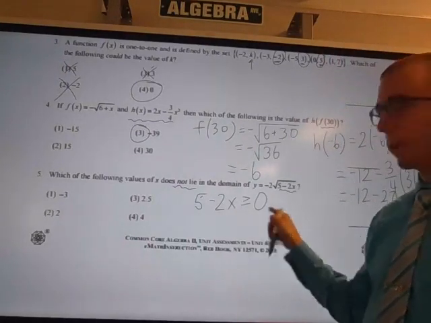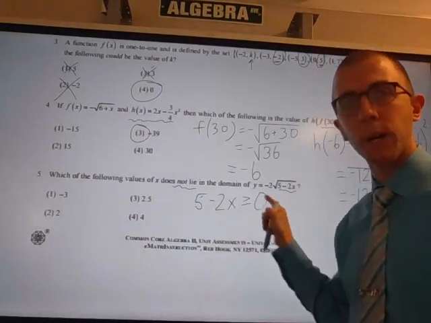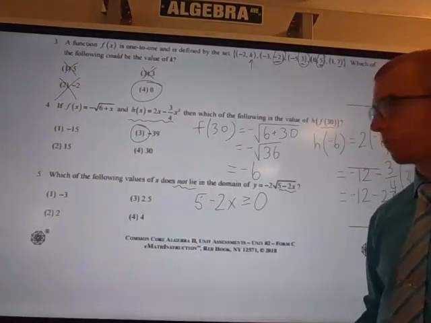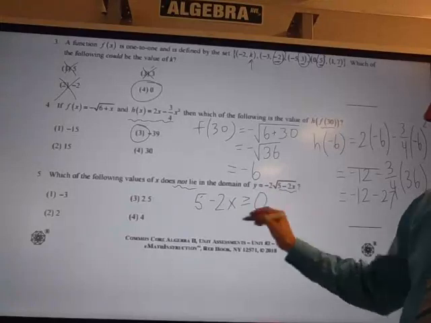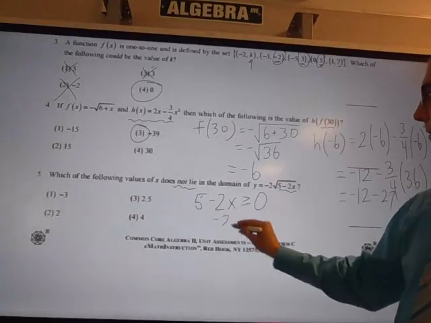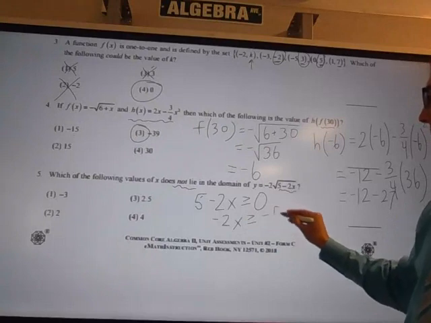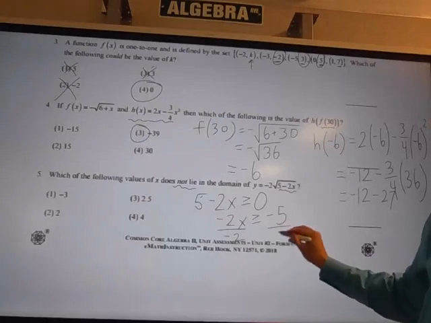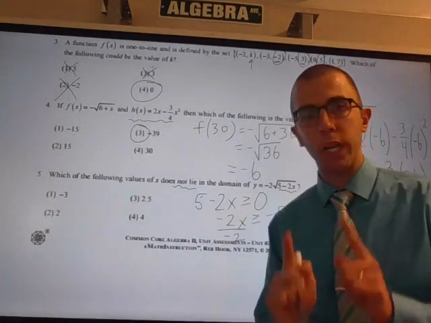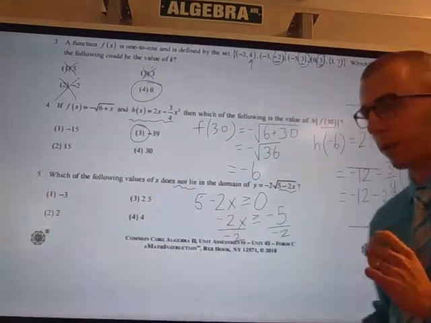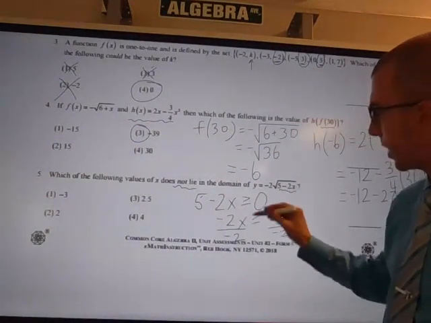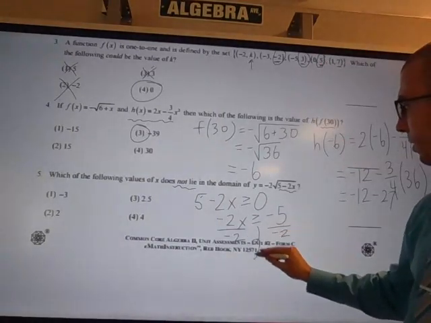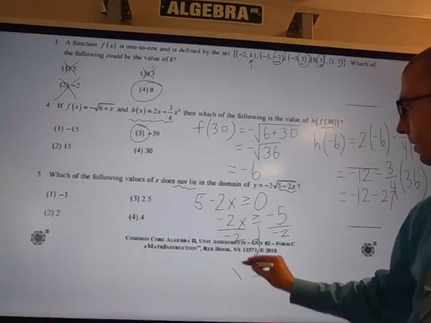Any x values that don't satisfy this inequality will make this function undefined, which means those x values are not in the domain. Okay? So let's see here. I'm going to subtract 5. I have negative 2x greater than or equal to negative 5. And then I divide by negative 2. Guys, important here to remember, this is a little tricky concept. If we're working with inequalities, and we divide by a negative or multiply by a negative, that inequality symbol changes direction.